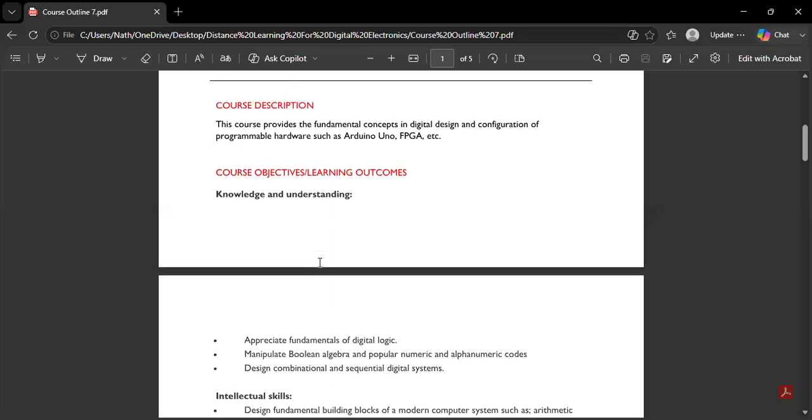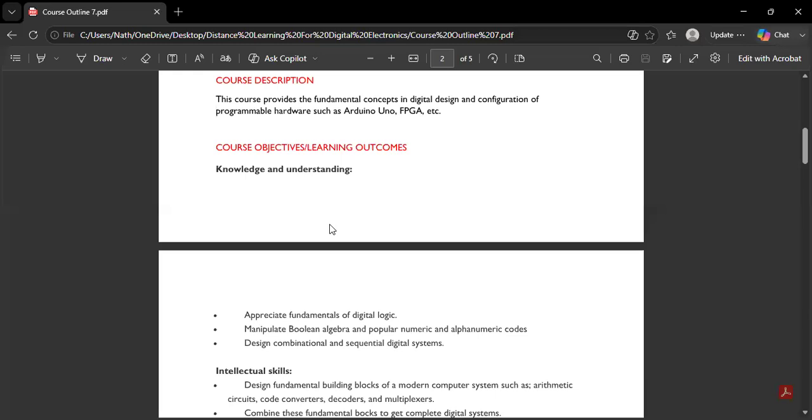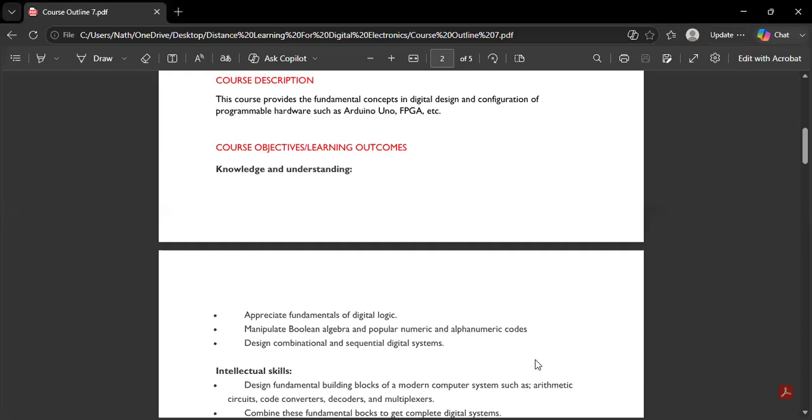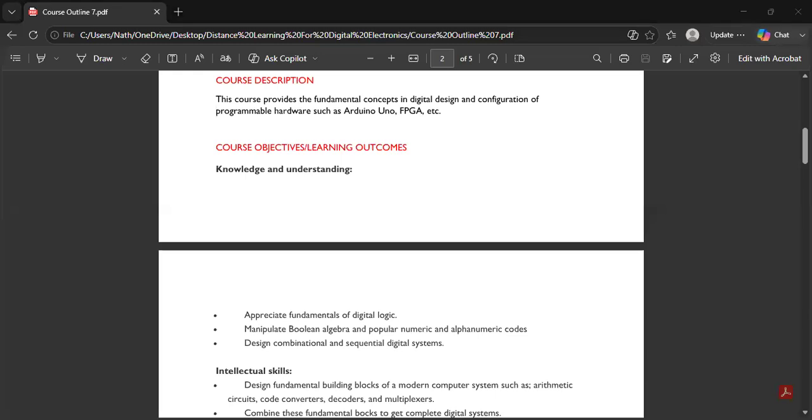Our next section will be the course objectives and learning outcomes. When you go through this course, what should be the learning outcome for you guys? Our first topic will be knowledge and understanding. You have to appreciate the fundamentals of digital logic, which are the fundamental unit of any digital circuit. Basically, what this means is you need to understand how a computer understands information.